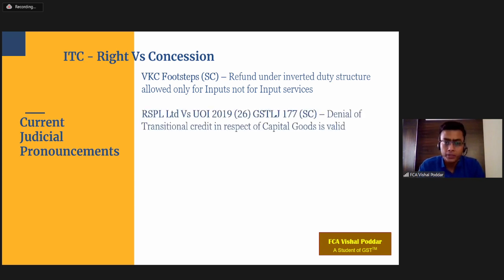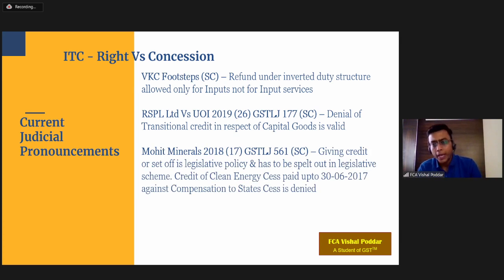Similarly, in RSPL Limited's case, it has been clarified that you will not be eligible to avail credit of capital goods. In that specific case, it was a transitional credit issue. And in the Mohit Minerals case, which is there for some other reasons also and the decision of the Honorable Supreme Court is pending, as far as this point is concerned, it has spelled out that credit of clean energy cess, which you were supposed to pay in the earlier regime, cannot be set off against the compensation to states cess, because again the law does not provide so.